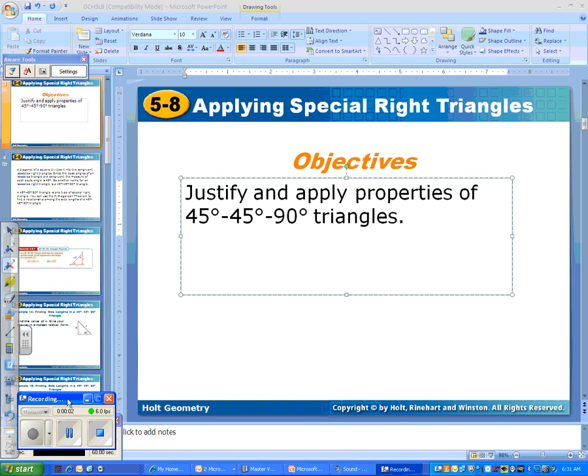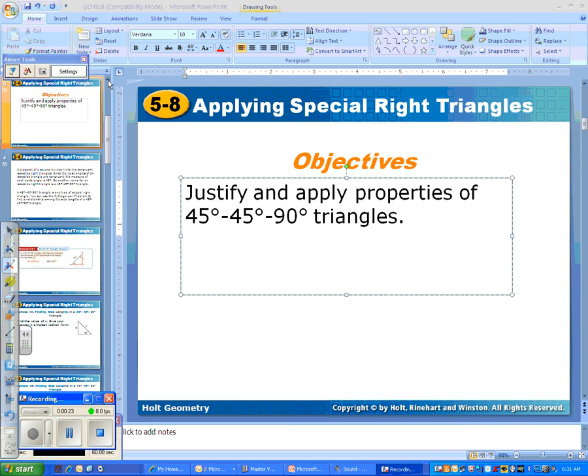Okay, today in 5.8 we have reached the last section of 5.8, and we're going to cut this section into two pieces because it's a little intense, and we're going to talk about special right triangles today. We've been talking about triangles a lot this year, and we're just going to talk about one specific type of triangle, 45, 45, 90 triangles today.